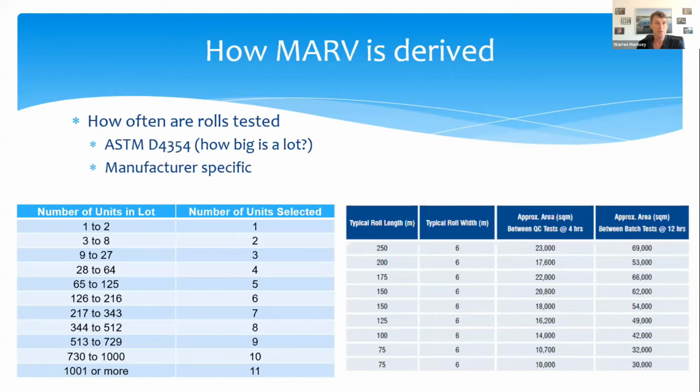D4354 gives guidelines in terms of how many tests should be carried out per the number of rolls that you manufacture. You can see that at low roll numbers, if you've manufactured up to 30 rolls, you need 3 tests. That's 1 test every 10 rolls, give or take. But when you start talking about manufacturing 1,000 rolls, we're talking about 10 tests. That's 1 test every 100 rolls manufactured. So you need to understand that the results you're getting calculated in terms of MARVs are still taken on relatively low numbers of tests compared to the actual rolls that are produced.